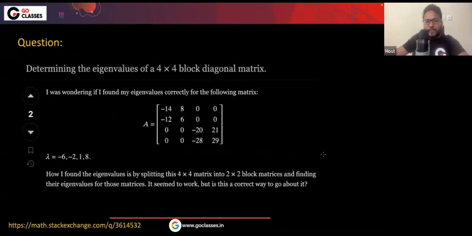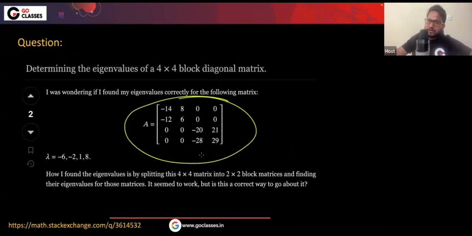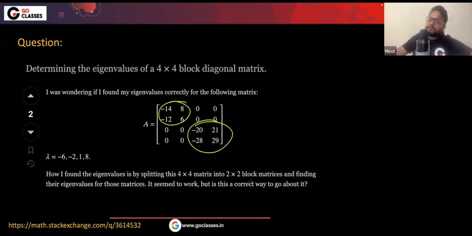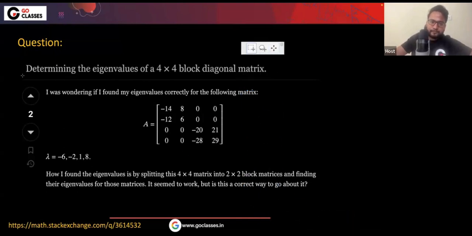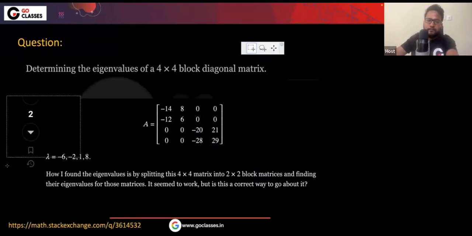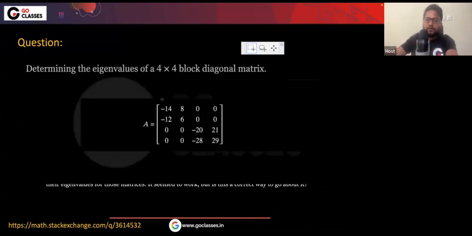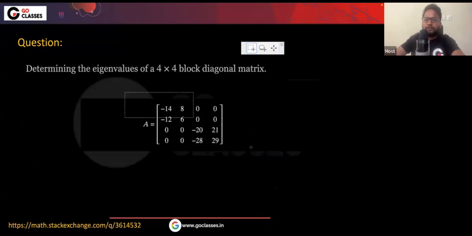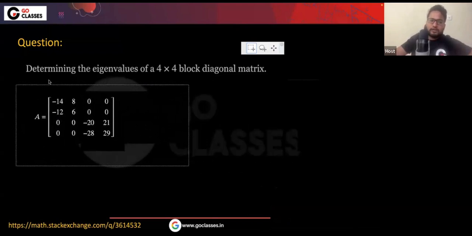Now let's just see this particular question. What they are saying is, can you find out the eigenvalues of this particular matrix? I think this is easy. What is the answer? The eigenvalue of this matrix and the eigenvalue of this matrix, isn't it? Okay. So determine the eigenvalues of this 4 cross 4 matrix. That is the question basically. Okay. So the question is, can you find out the eigenvalues of this 4 cross 4 matrix?